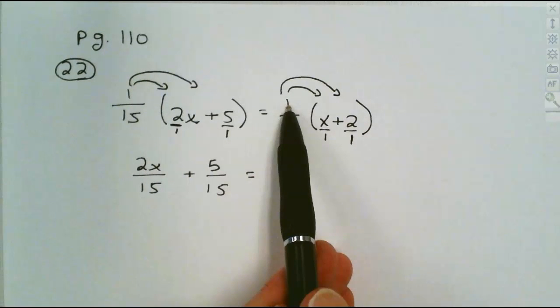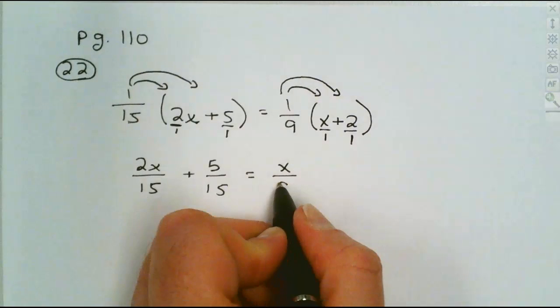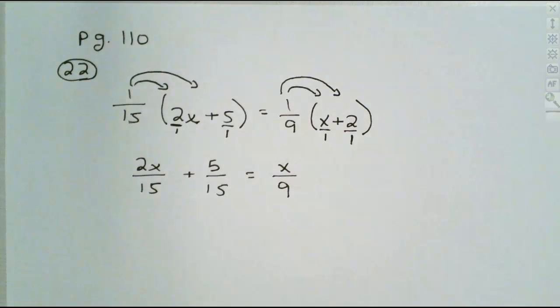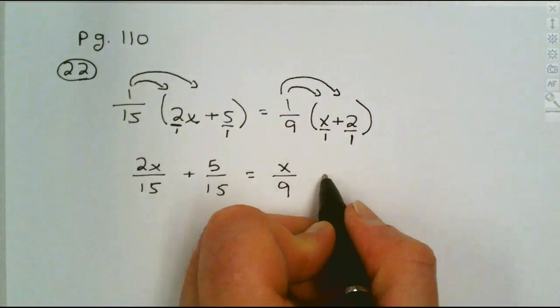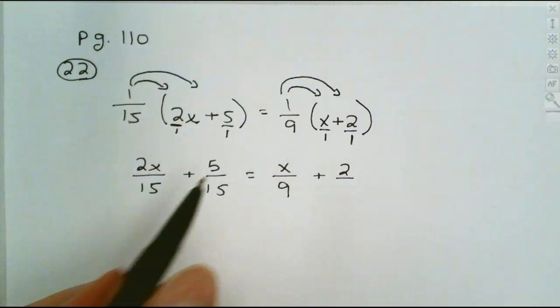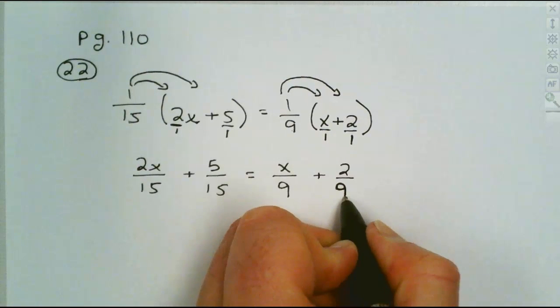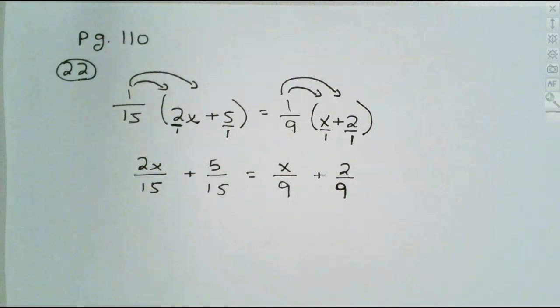Next, we've got 1 times x, that's an x. 9 times 1, that's a 9. And we've got a plus. 2 times 1 is a 2. 9 times 1 is a 9. Many different ways of solving this. You could have distributed it through, combined them together in one fraction, and cross-multiplied. I chose to just work it out this way.